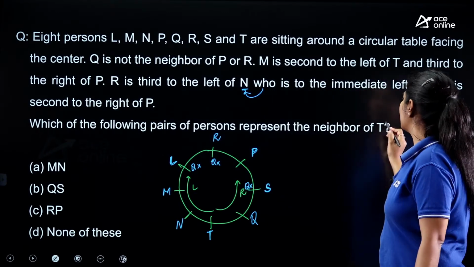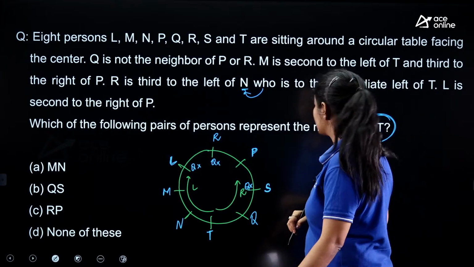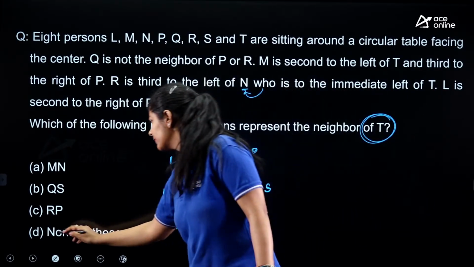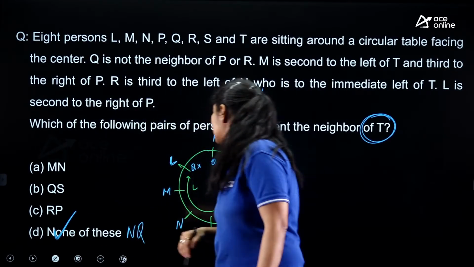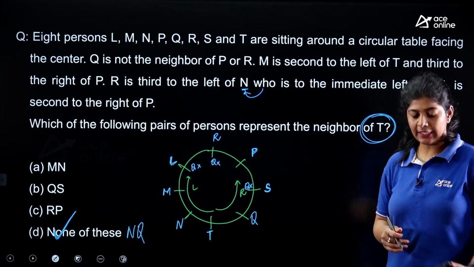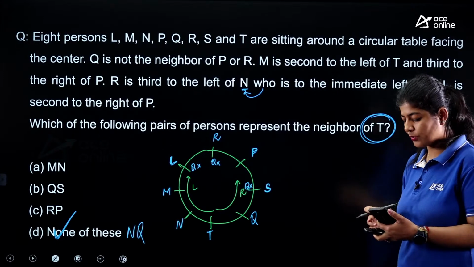Now I need to find out the neighbors of T, and that is N and Q. We do not have this in the options. That means option number D is the correct one. The neighbors of T are nothing but N and Q, right? So the correct answer over here is option number D.